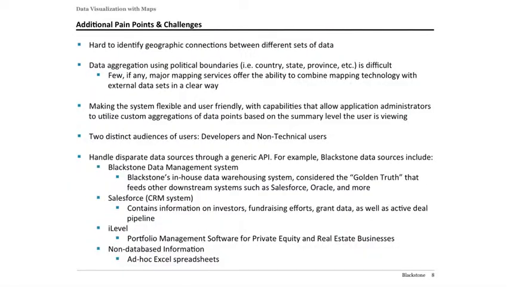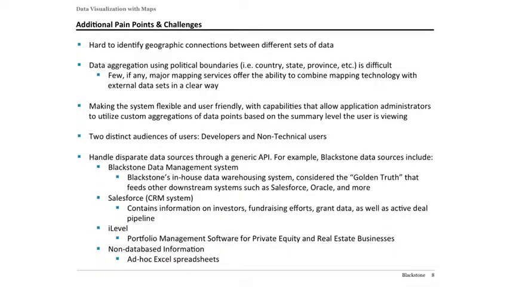iLevel, which is a very niche software used by private equity and real estate businesses to track their portfolios, so what companies we own, what properties we own, and things like that. And users love Excel spreadsheets. So we want to be able to give them the ability to say, okay, here's an Excel spreadsheet with all my location data. Can I see it on a map?